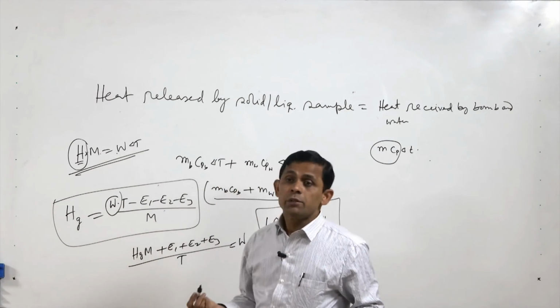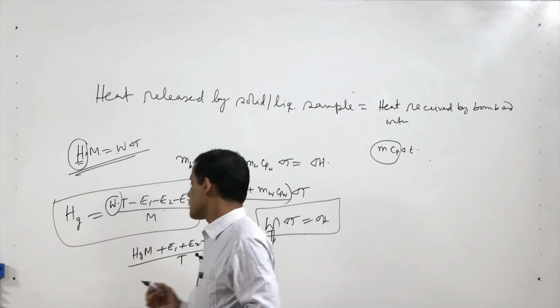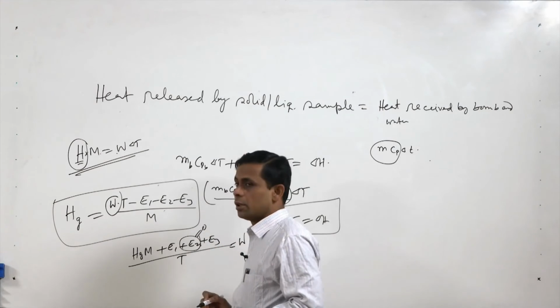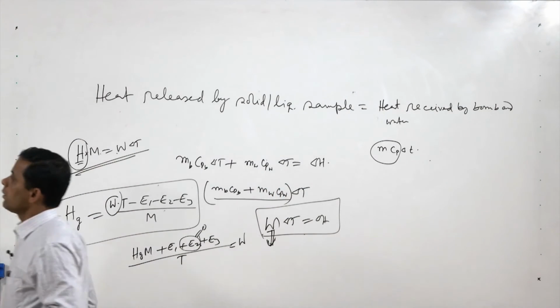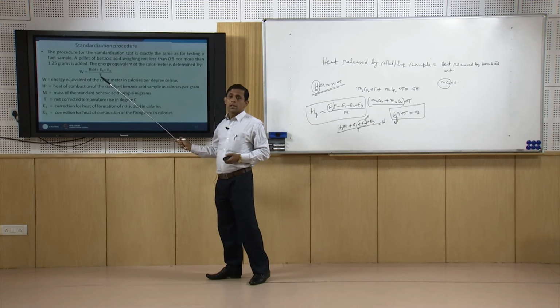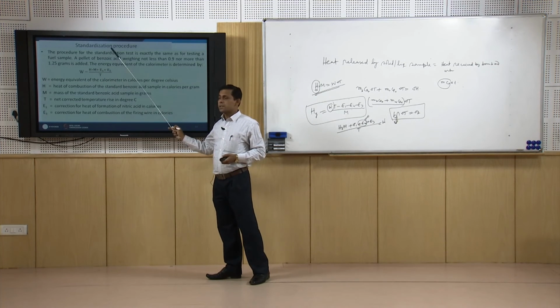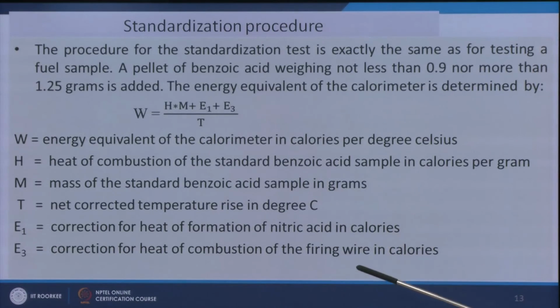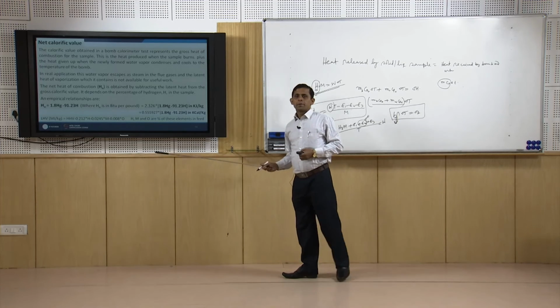But now in benzoic acid the material is known to us, there is no sulphur, so this component is equal to 0. So ultimately we are getting the formula W is equal to Hg into M plus E1 plus E3 by T. Now Hg is known for benzoic acid, M is known, that is how much we have taken, E1, E3 are known and T is known, so W can be calculated. Now what will be the net calorific value?